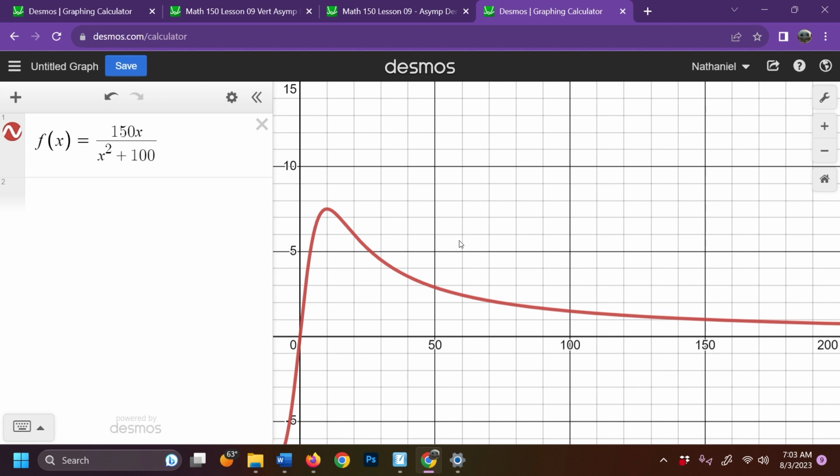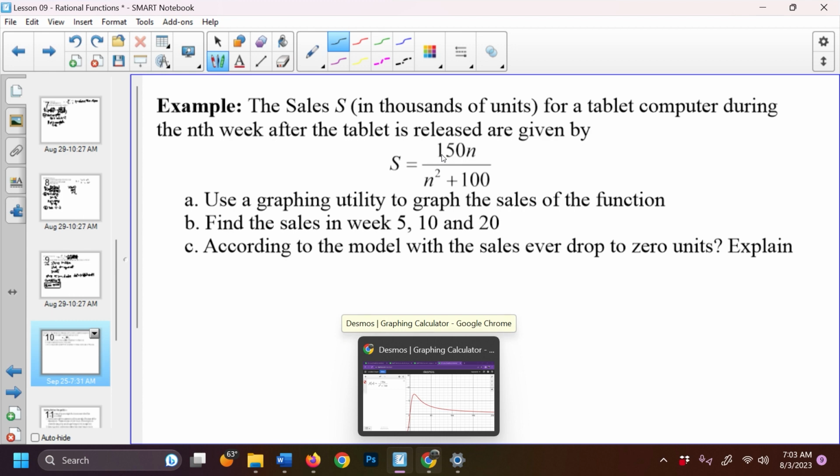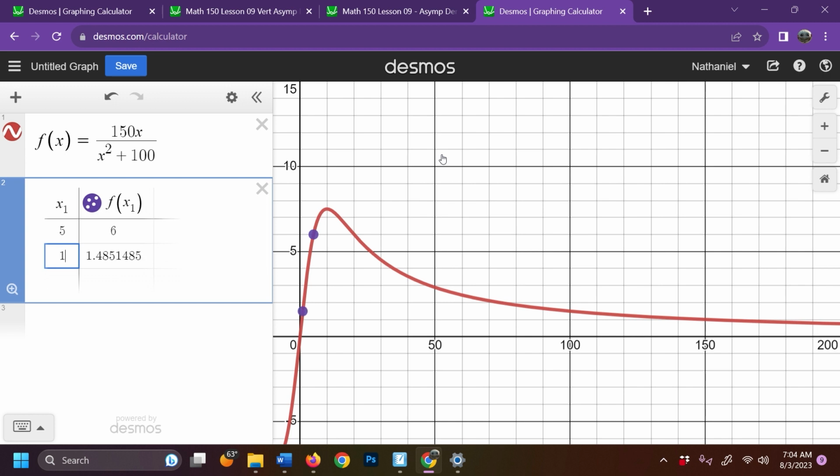Now, if I want to find the sales, and again, it's in thousands of units, for weeks 5, 10, and 20, I would plug 5, 10, and 20 in there. But since we have Desmos, if I have to plug a number into the function more than twice, I'm going to use a table. So let's make a table. Call this f of x1. And let's go 5, and then 10, and then 20.